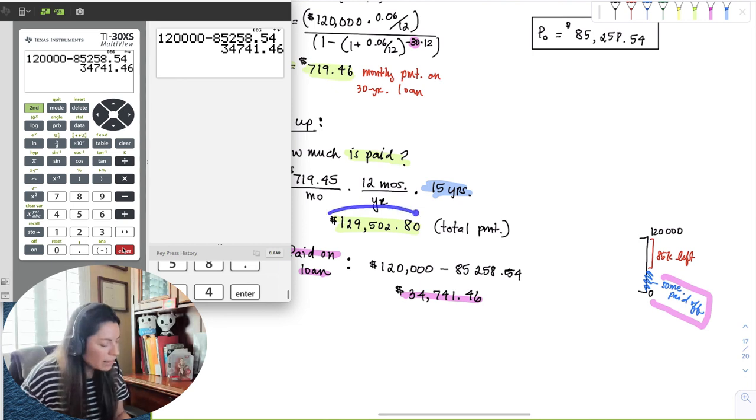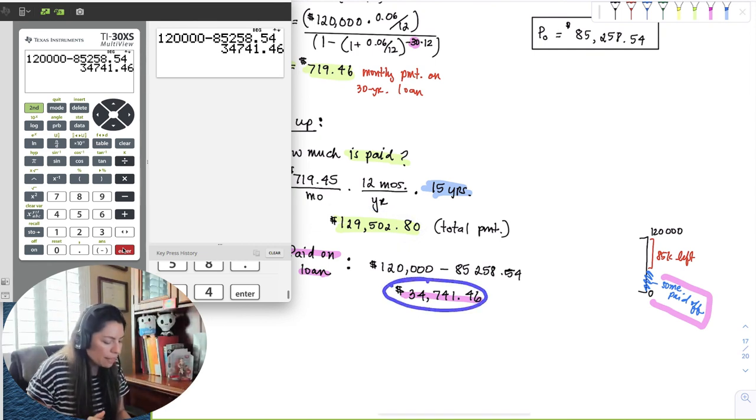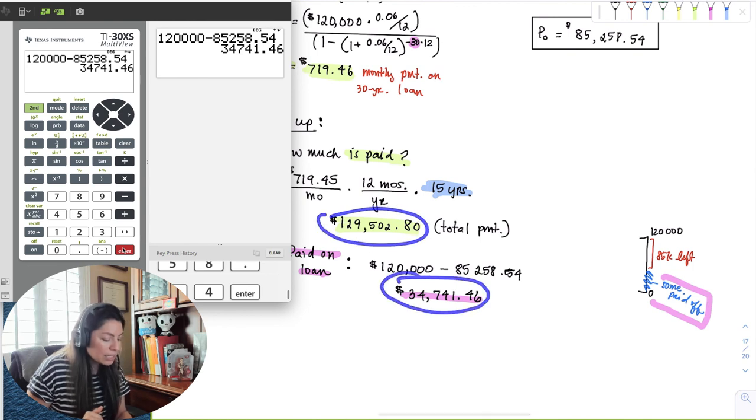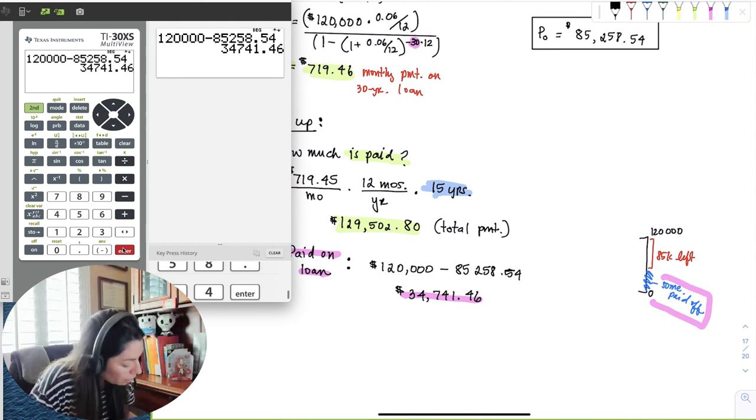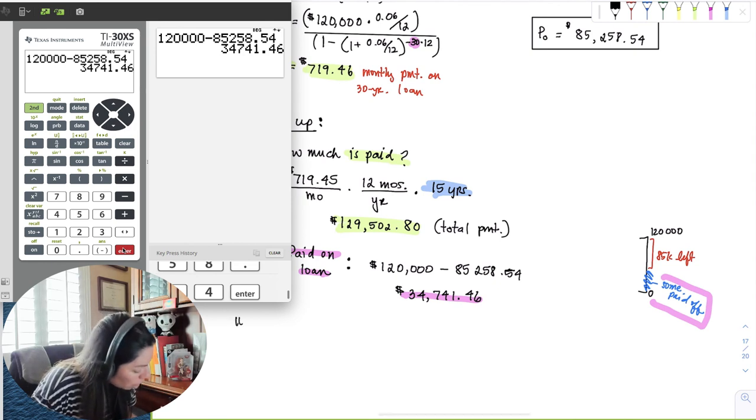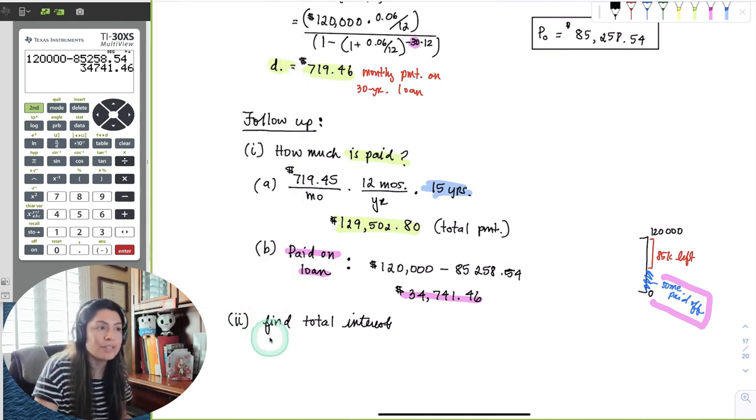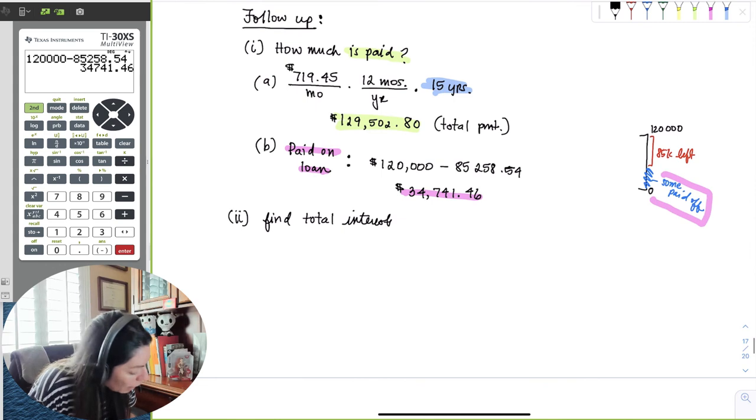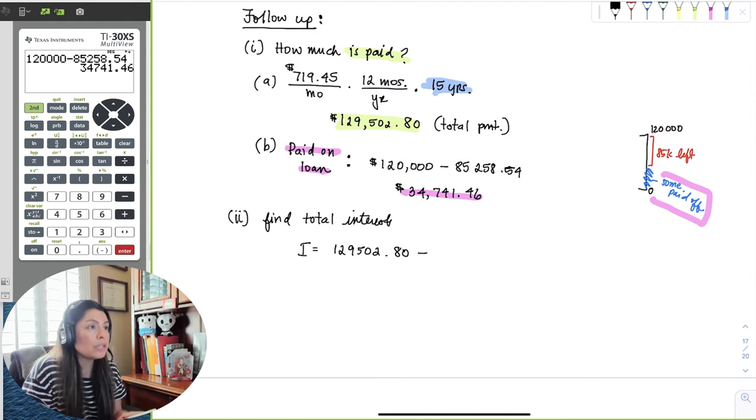Think about it. If your friend paid, this money's already given to the bank. It's gone. The bank has this, but you only paid off that much. That means this minus this gives you that big chunk that all went to the bank as interest. So if I compare the total payments to how much is paid on the loan, I can find my friend's total interest paid. And not on the whole loan. Remember, this is only half of the loan, 15 years. So the total interest will be how much your friend paid in payments, 129,502.80, minus how much of the loan is paid off.